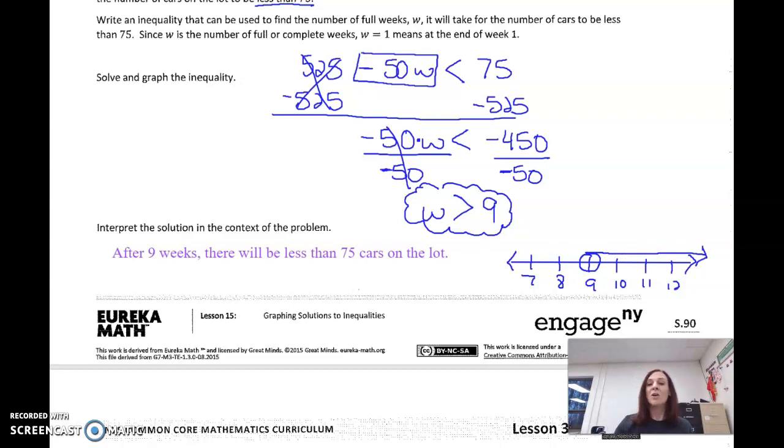Okay? We've been working on solving inequalities. Okay? We've actually kind of been working on what our answers mean. And in the past, we've graphed inequalities. So really not a lot is new with this lesson, but we're just starting to put everything together.